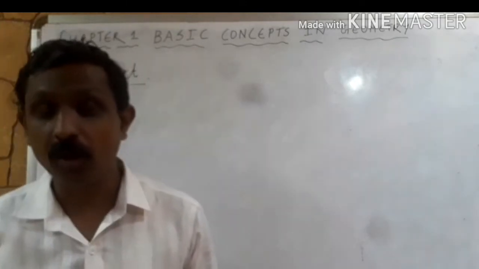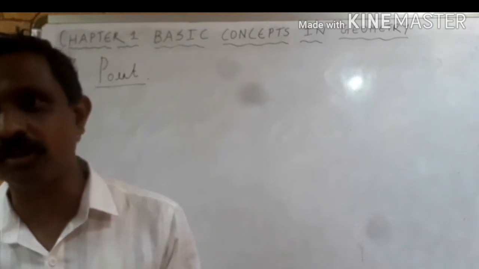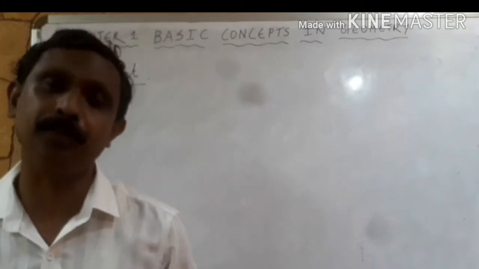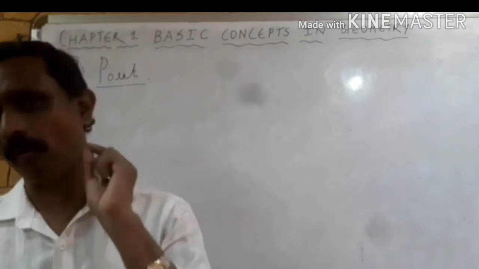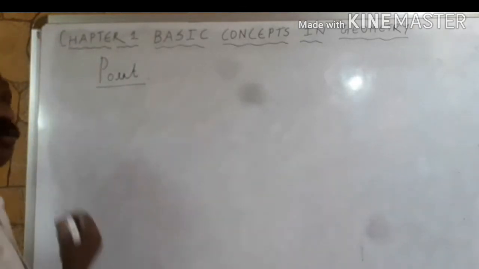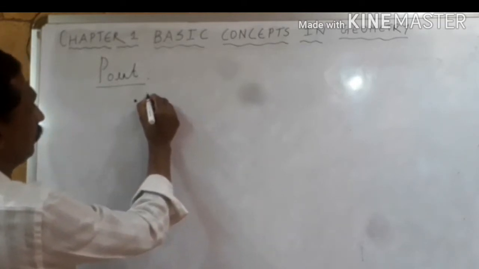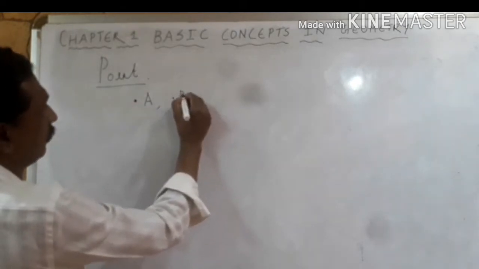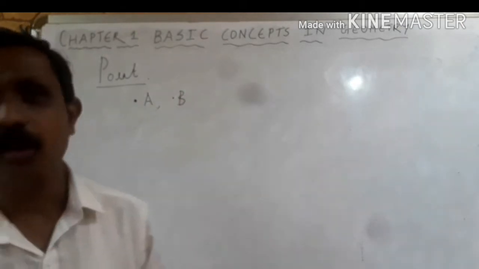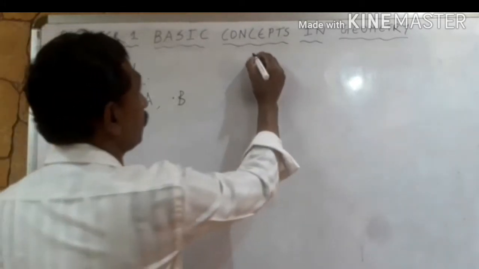Point. What is a point? A fine and tiny dot made by a sharp pencil. How do we write it? Point A, point B.